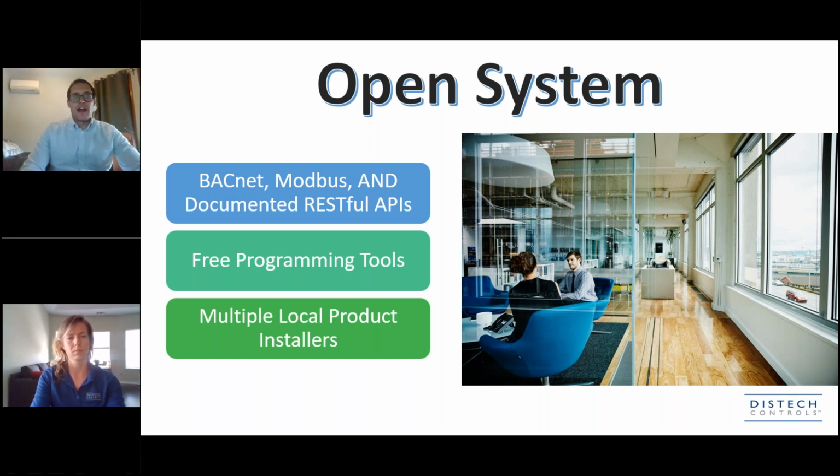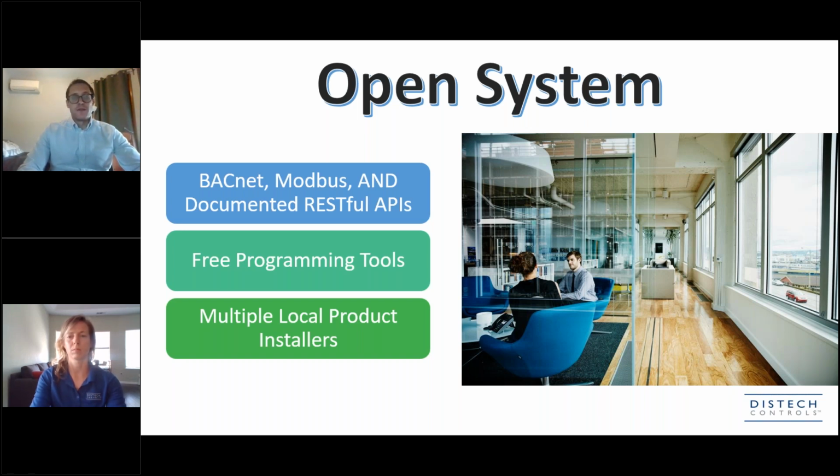For starters, you want to have an open standard communication protocol. So that could be BACnet, be Modbus. We also talked about LAN, RESTful APIs, which we're going to talk about a little bit further at the end, are all open standard communication protocols that are recognized across various manufacturers. That ensures a nice open system. Some other things to really consider.